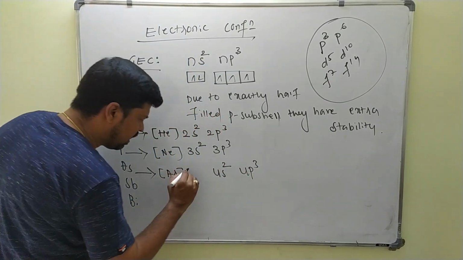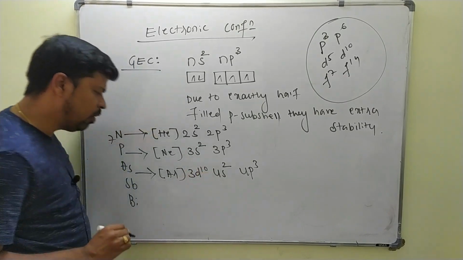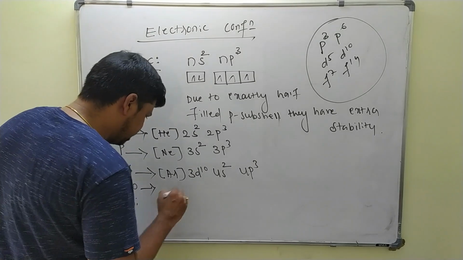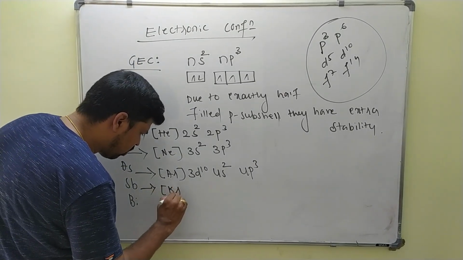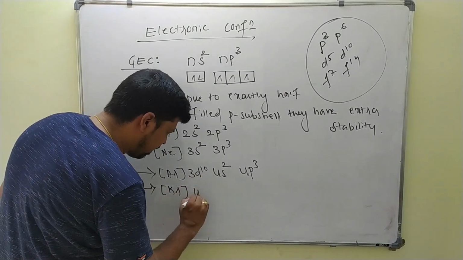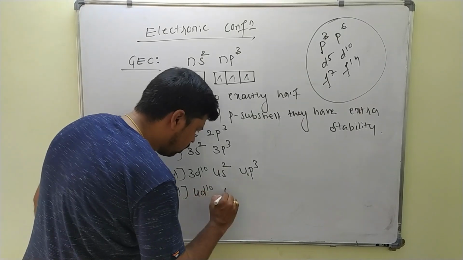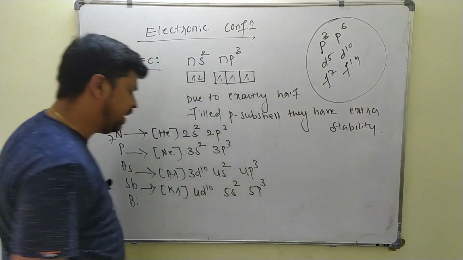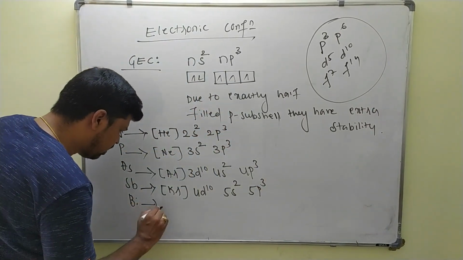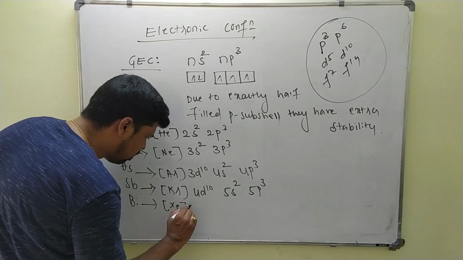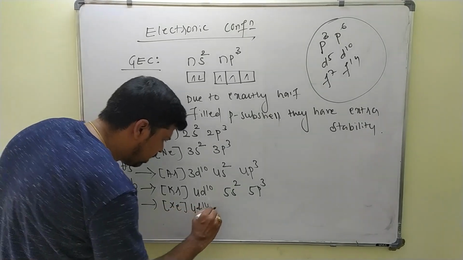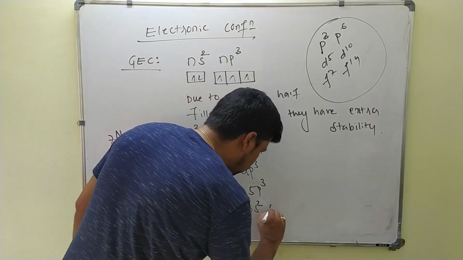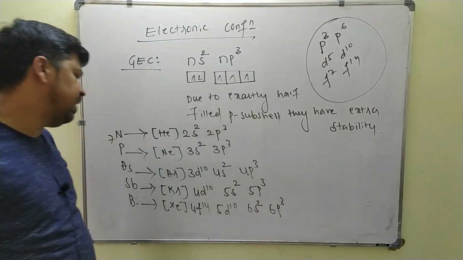Before the 4s orbital, 3d orbitals are filled. We know this already. Next, for antimony, it is krypton, and here you can use 4d10, then 5s2 and 5p3. Next, in case of bismuth, the configuration is xenon, 4f14, 5d10, 6s2, then 6p3.